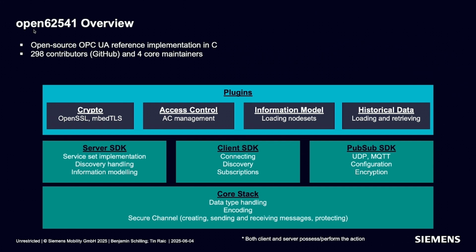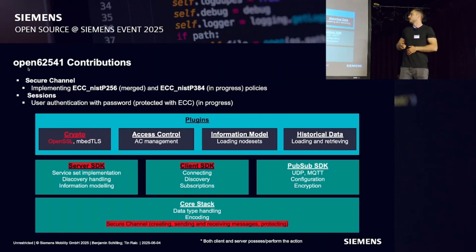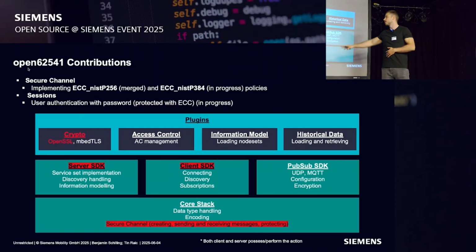This is a short overview of open62541. It's an open source C reference implementation of OPC UA, with around 300 contributors and 4 core maintainers. Here you see the architecture. What is highlighted in red is what's interesting to us and what we touch.